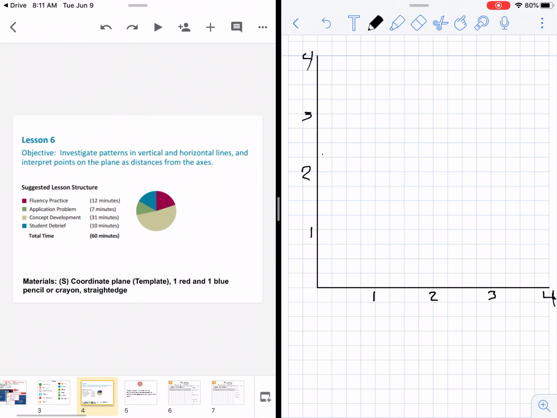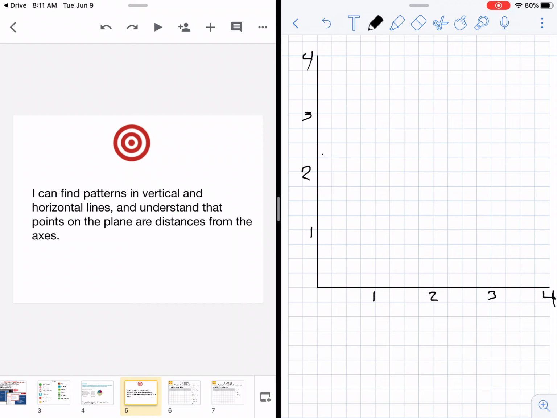Lesson 6 today. You might hear quite a bit of background noise. My son is going a little crazy, but that's okay.